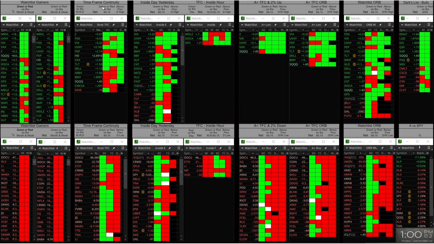The next column over that we have here is the time frame continuity. Okay, and this is where the scans start. What we have here is green on the month, week, and day. It has to be to even show up on this list. Okay, so green on the month, week, and day. And then we're going to look at, is it green or red on the 60 and the 15? The hourly for the 60 minute and then the 15 minute.